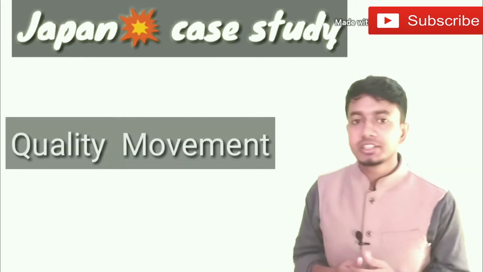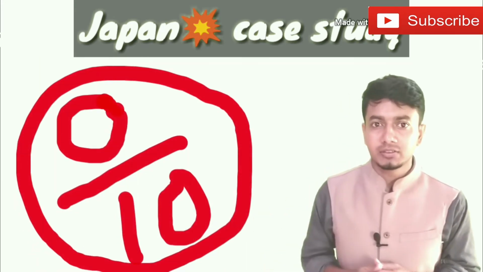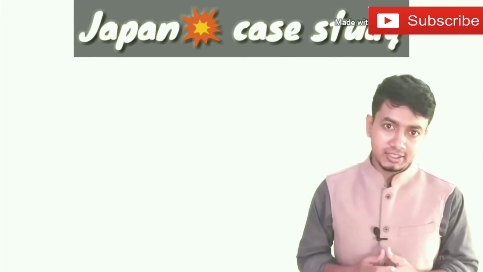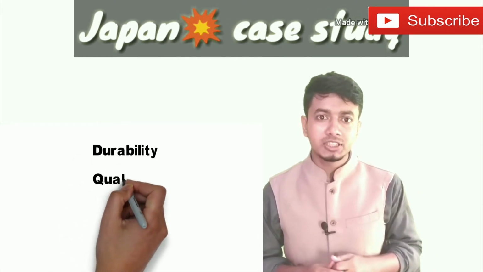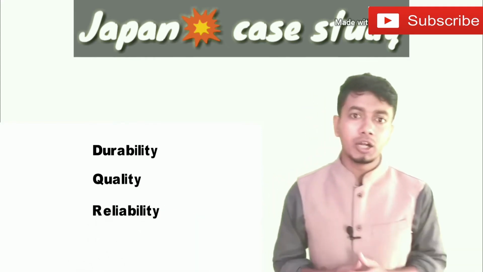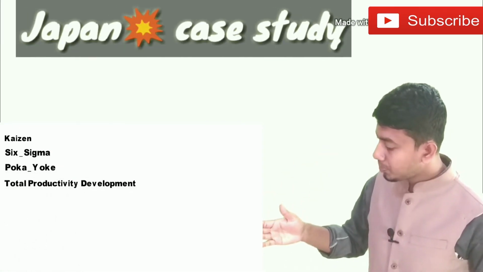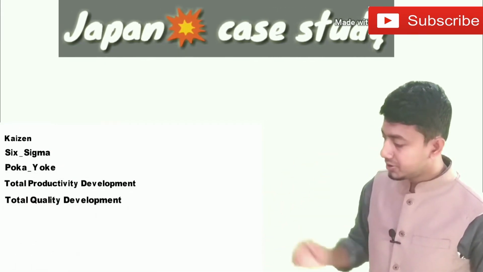They ran a quality movement. Japan is the perfectionist country in the whole world. 9.9 out of 10 means 0 out of 10 for Japan. In assembly, they can make millions of products without any mistake. For consistency, they are known for durability, quality and reliability in the whole world. At that time Japan brought Kaizen, Six Sigma, Poka-yoke, total productivity development, total quality development.